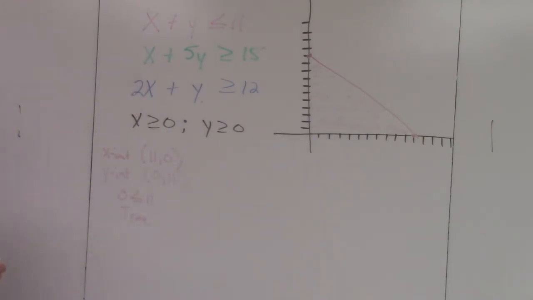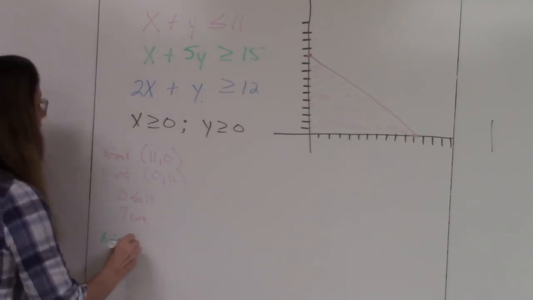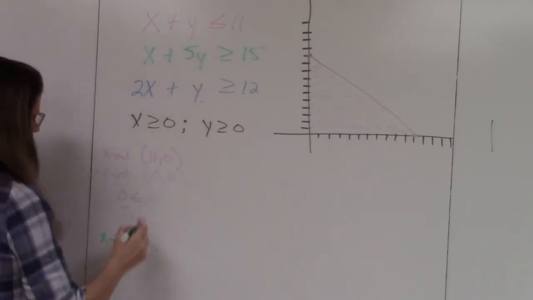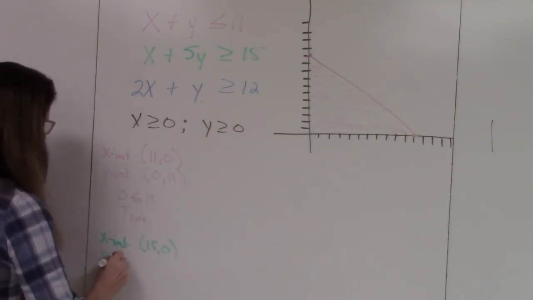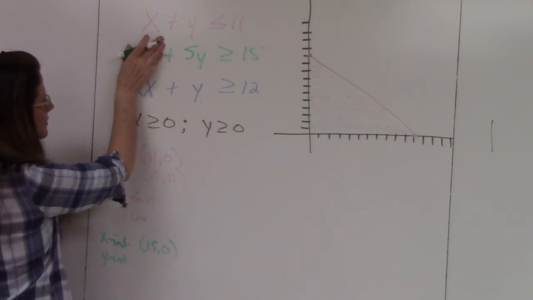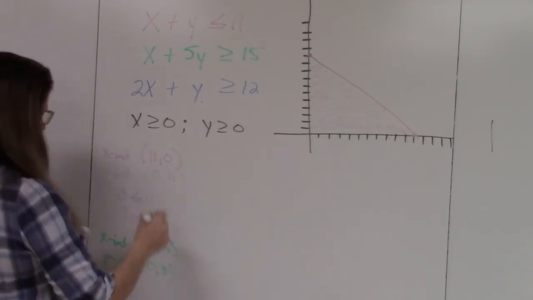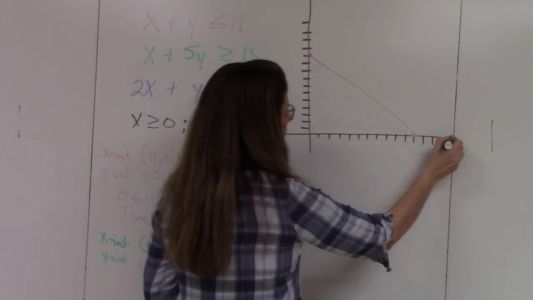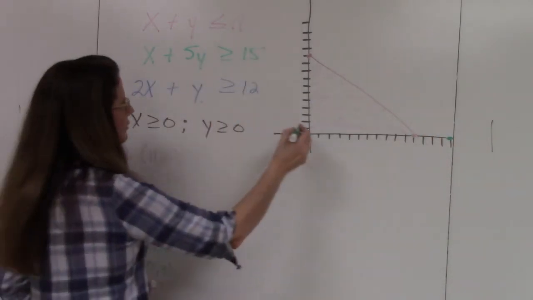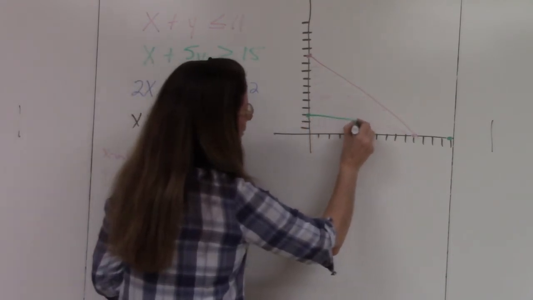Now I'm going to do the green. So the green, the x-intercept, when y is 0, so x is going to equal 15. The y-intercept is when x is 0, so y is going to equal 3. So now I'm going to plot. So 15 is out here. X-intercept, the y-intercept is 0, 3. Here's my green line.